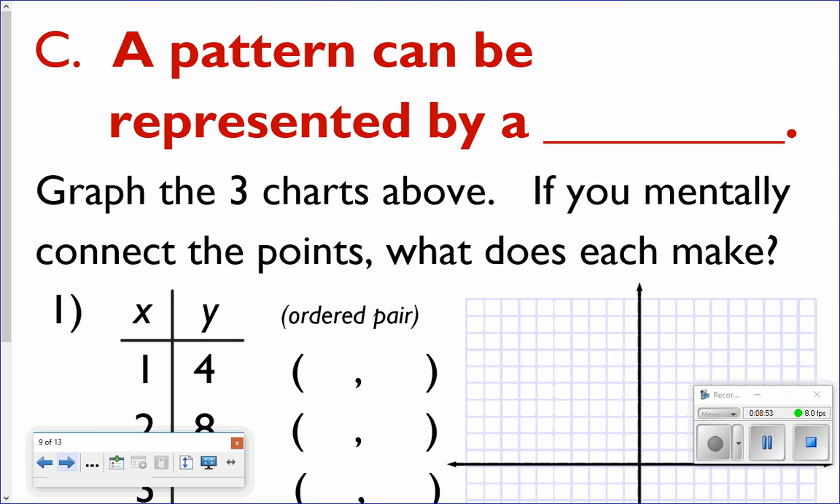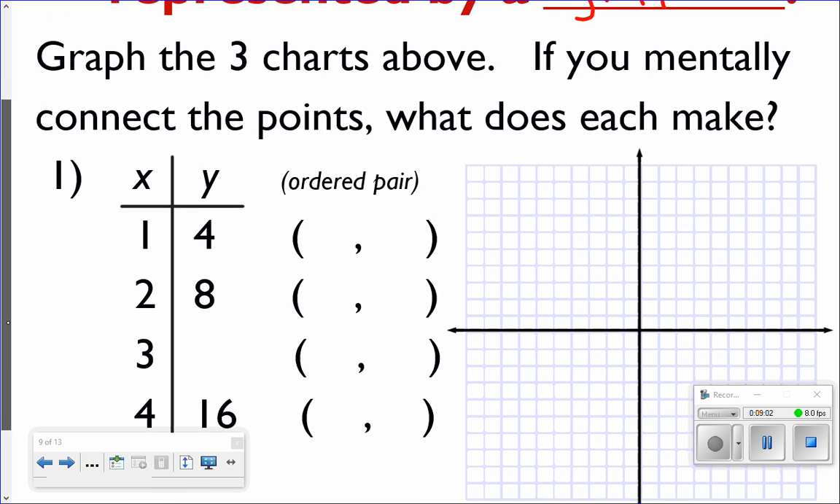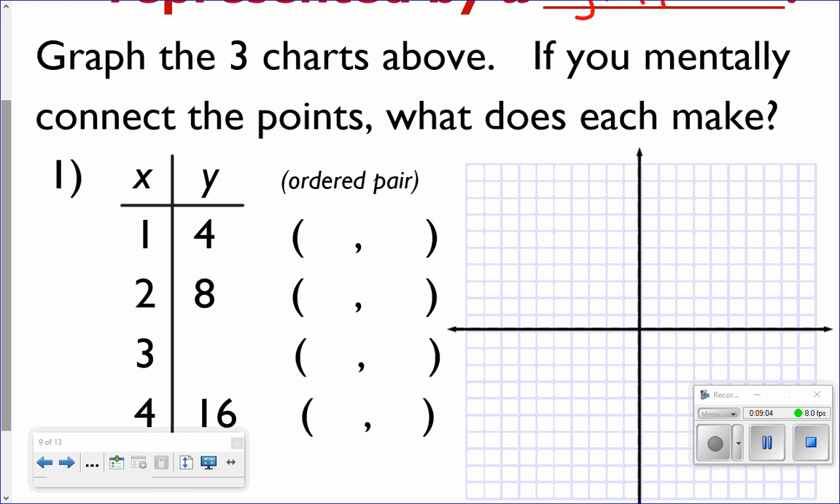So finally, a pattern can be represented by a graph. All right? So now putting all of these pieces together, we now are able to look at it 3 different ways. So 1, 2, 3, 4, and this was our 12. And we'll write that as ordered pairs. But it's kind of a different perspective when you're able to put this onto a graph. These points are going to make shapes. So for example, (1, 4), (3, 12), and then (4, 16). That's up 16, so about right here.